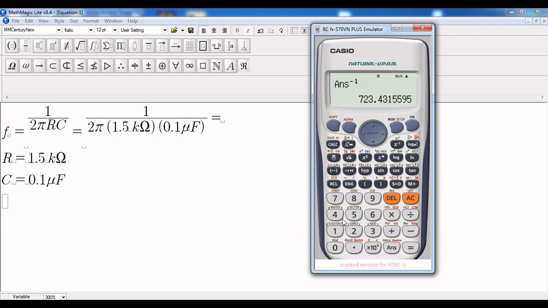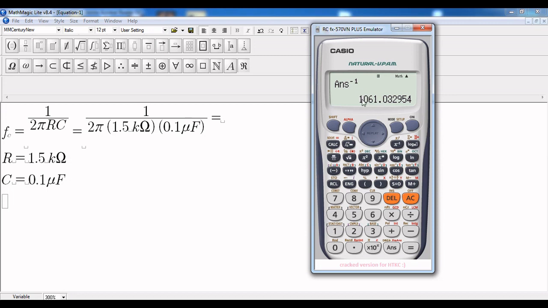So again, I'll be computing the denominator first, then get the reciprocal. So 2 times pi times quantity 1.5, because this is again kilo, exponent 3, multiplied by 0.1 exponent negative 6. That would give me an answer as shown on the screen. Then I'll just get the reciprocal.